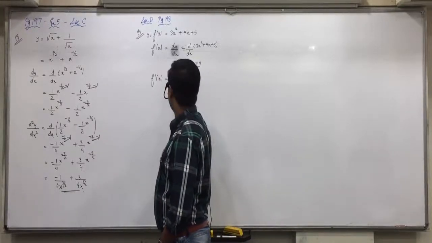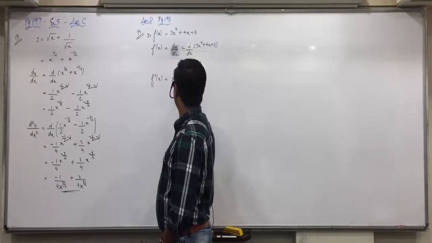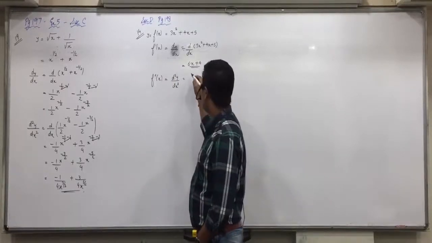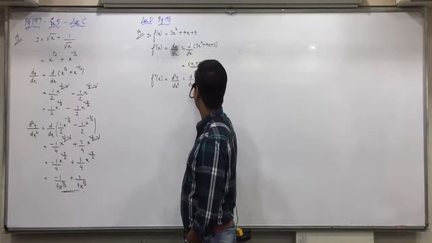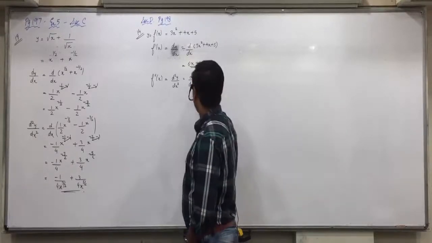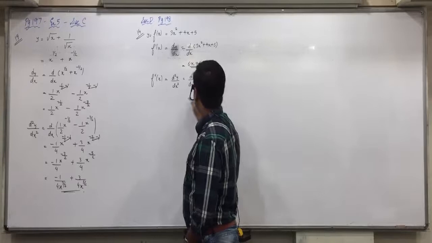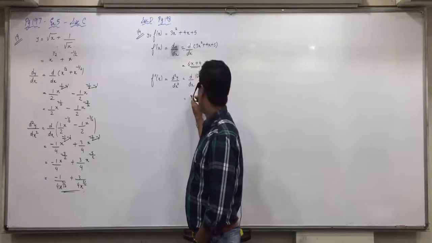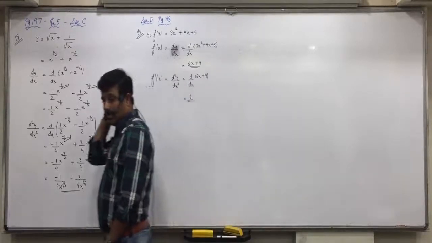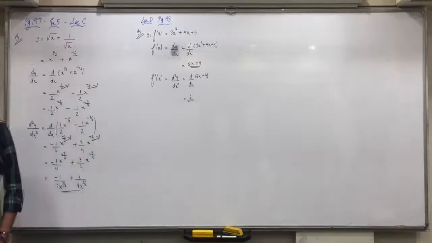d square y upon dx square, d by dx. Now 6x plus 4 will be differentiated again, so only 6. 6x becomes 6 and 4 becomes 0. So is everyone clear with it?